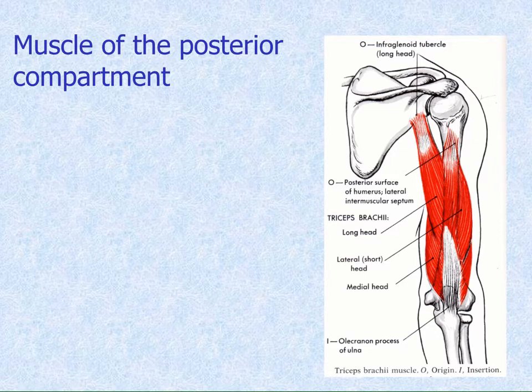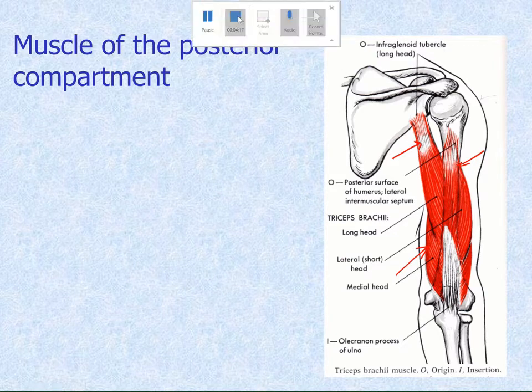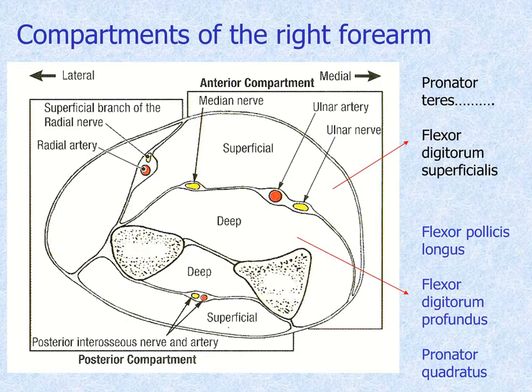On the posterior side, in the posterior compartment, the large triceps muscle can be seen with its long head, lateral head, and the medial head. Like the arm, forearm also has anterior and posterior compartments. But in the forearm, both anterior and posterior compartments are further divided into a superficial and a deep compartment.